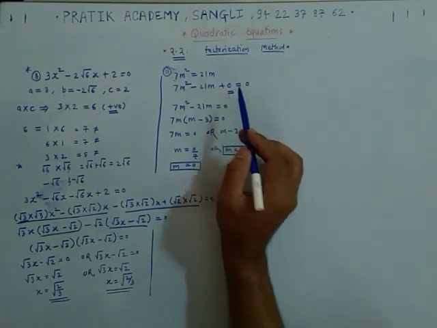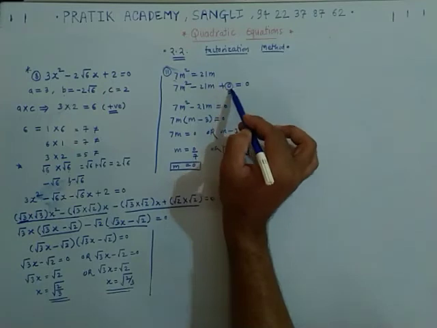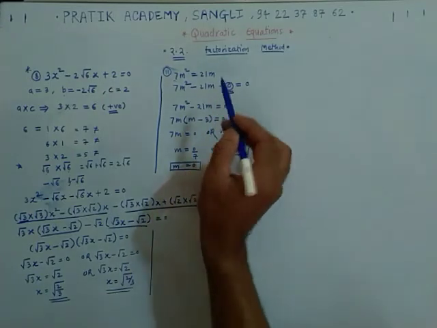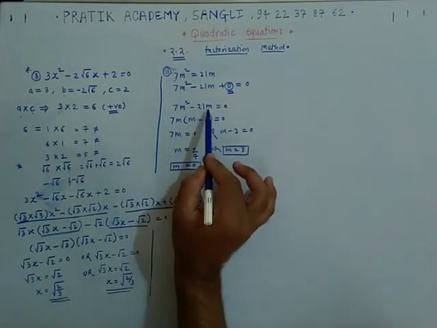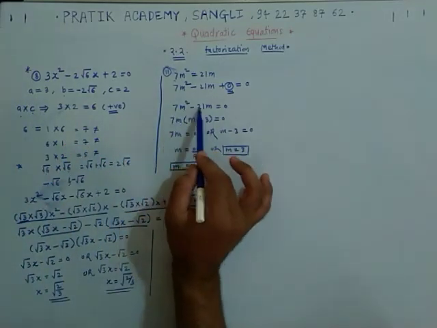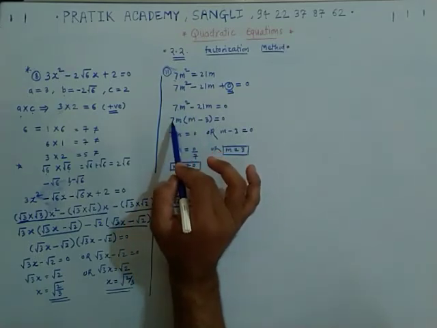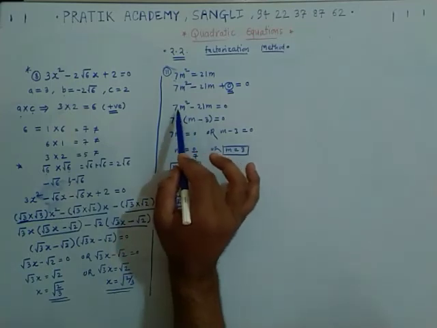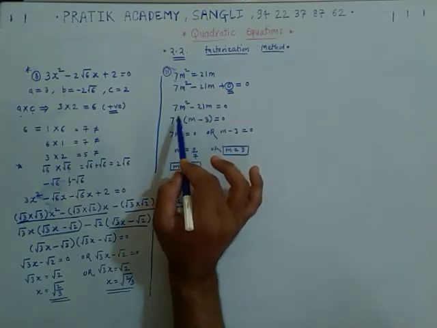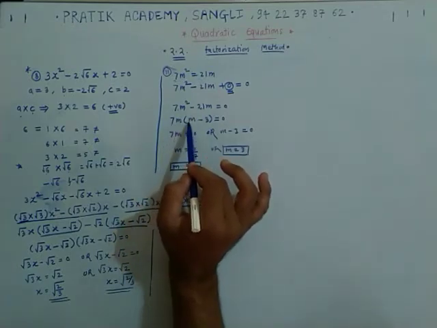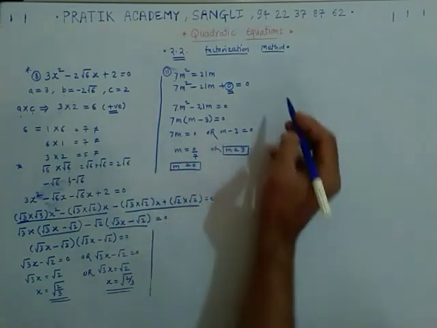What is the specialty of this problem? In this problem there is no c term, or the c term is 0. Then we don't require to take the product a into c. Simply take common m, and if coefficients are multiples of each other, then take common. Here 7 and 21, we can take 7 as a common, then 7m minus 3, and equate both to 0. Okay, these are the very simple ones.